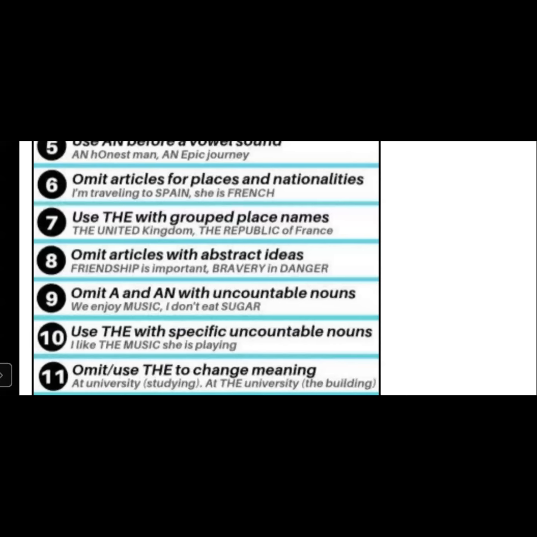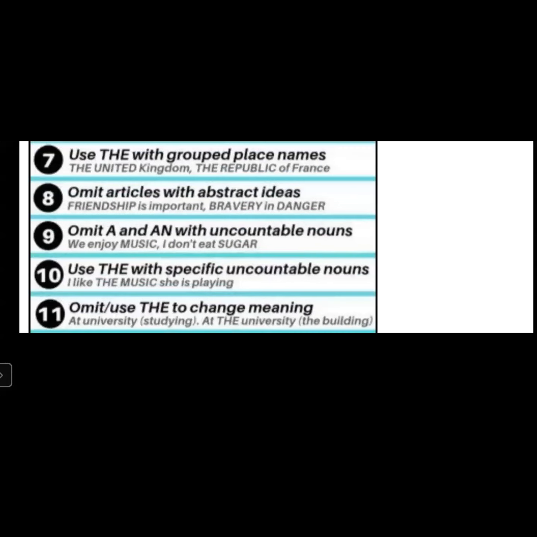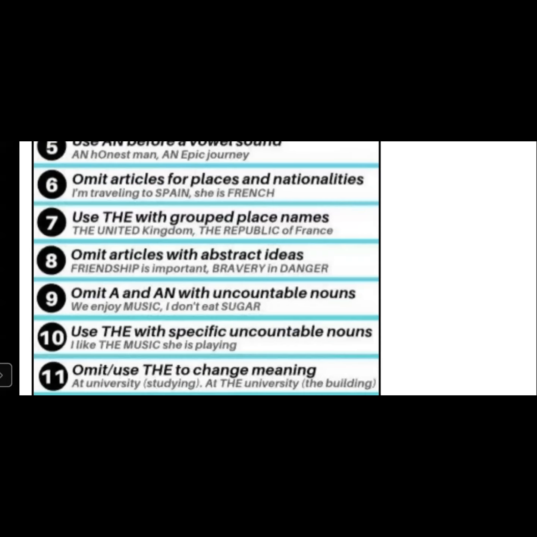Then use the with a specific uncountable, means a particular uncountable. Specific means a particular or different uncountable noun, such as music. Then you should not use the, or you can use the, to change the meaning. At university or at the university: when you want to describe the university, that time you can use the.